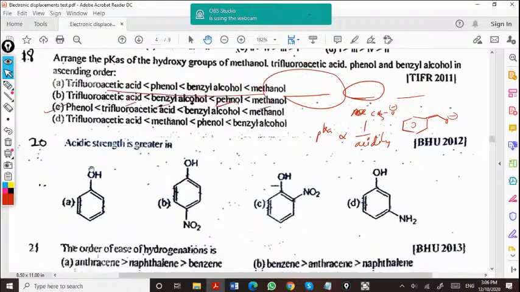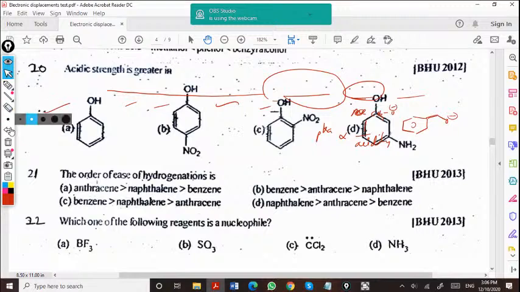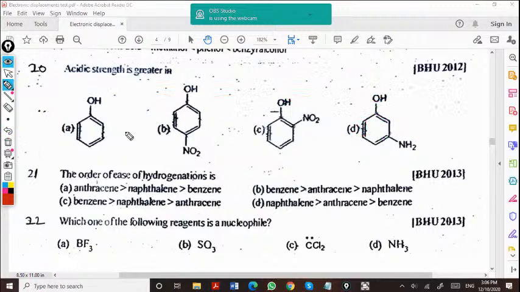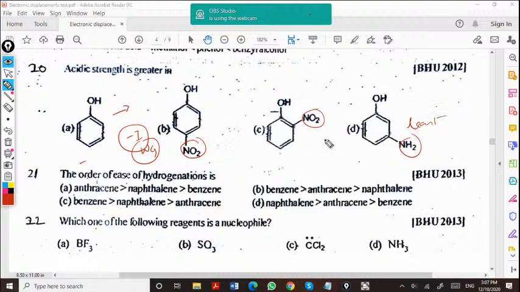Next, in which is the acidic strength greater? Generally phenols will be more acidic when a minus M group is attached. When it is a withdrawing group, it will be more acidic compared to phenol. When it is a donating group, it will be less acidic compared to phenol. So the withdrawing groups are here and here, and these are the donating groups. This is without any group. So this will be the least, this is moderate, and these two will be the highest.